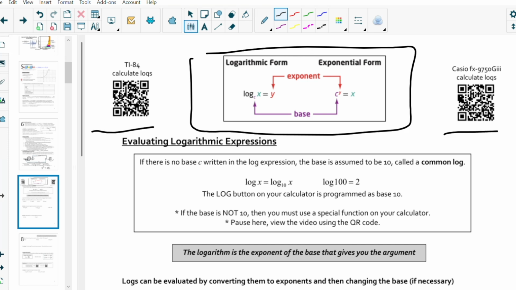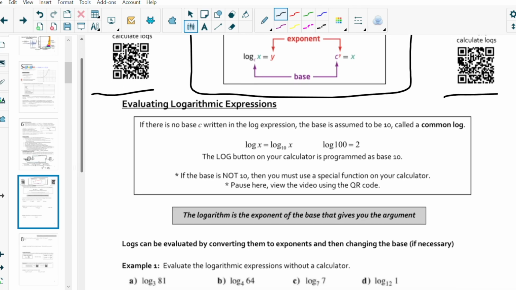Have a look here. We'll pause here. In class, we would have paused, and then you can scan these QR codes to get a brief tutorial on how to calculate logs using your calculators, your TI-84 or your Casio. You will need them. Not all logs can be evaluated by hand. You'll need a graphing calculator or a calculator.